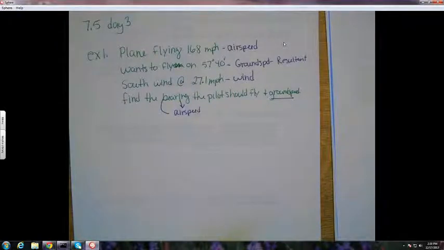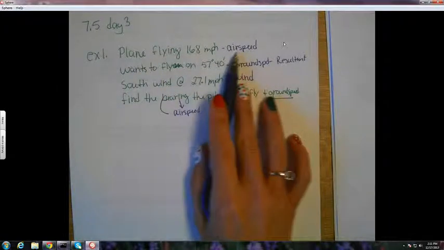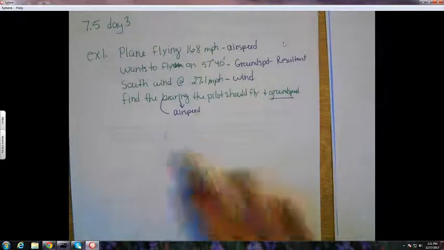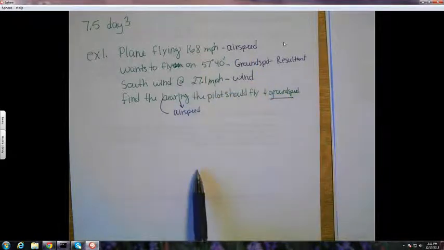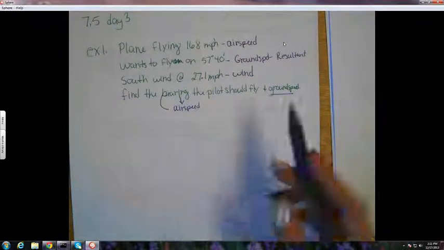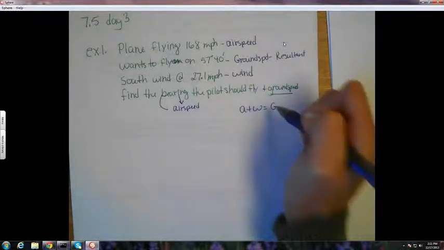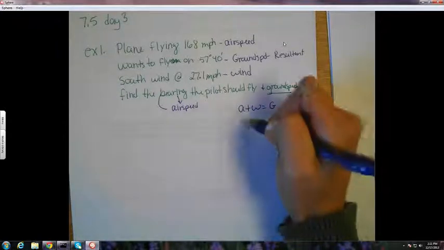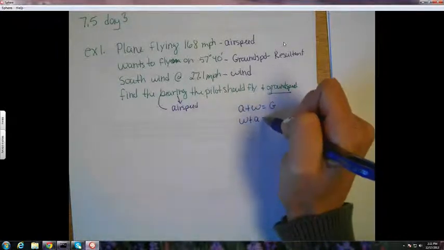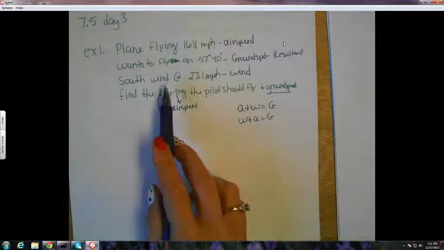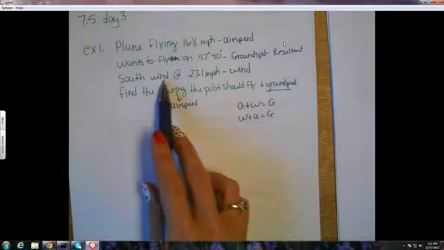Okay, normally I always write the airspeed vector first, but the only thing they told me about the airspeed vector was the speed. I have no idea what direction to draw it in, so I can't possibly start with that one. Usually I do airspeed plus wind equals ground speed. But you know these are commutative. I can go wind plus airspeed equals ground speed. So I'm going to start with the wind vector because I think I've got everything I need about the wind, right? South wind at 27 miles per hour.